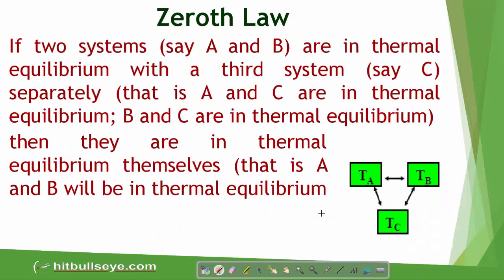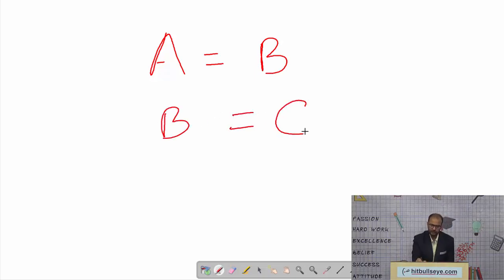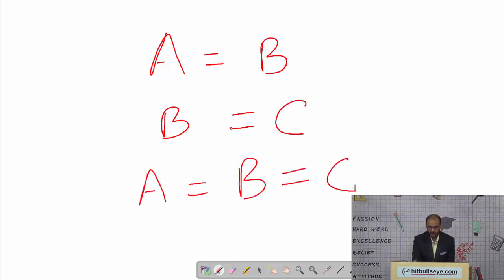Next is the zeroth law of thermodynamics. If two systems, suppose system A and system B, are in thermal equilibrium with a third system, say C, separately, that is, A and C are in thermal equilibrium, and B and C are in thermal equilibrium, then A and B are in thermal equilibrium themselves. So A, B and C will be in thermal equilibrium with each other.